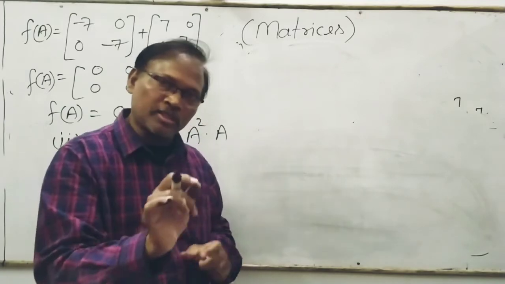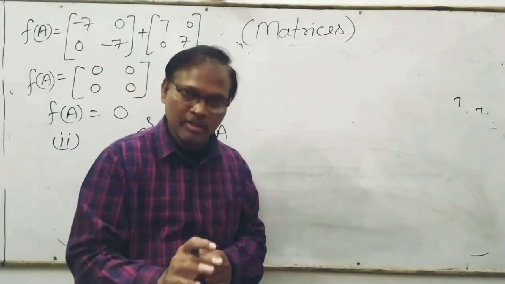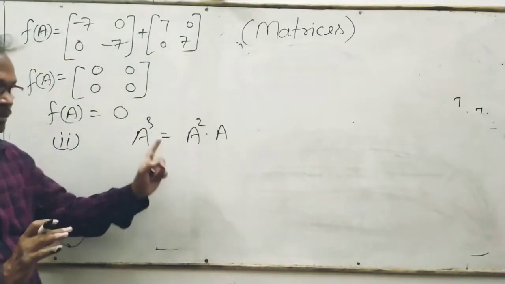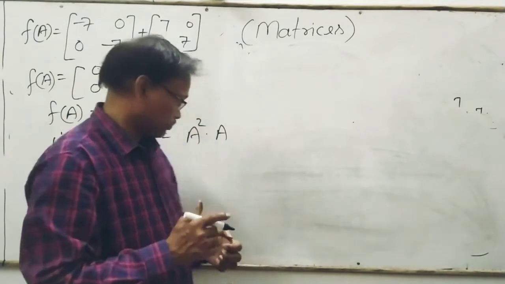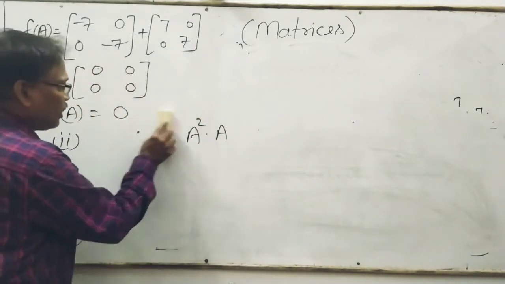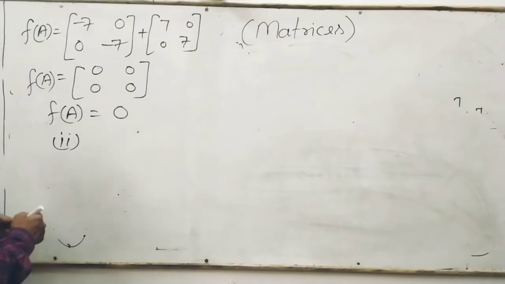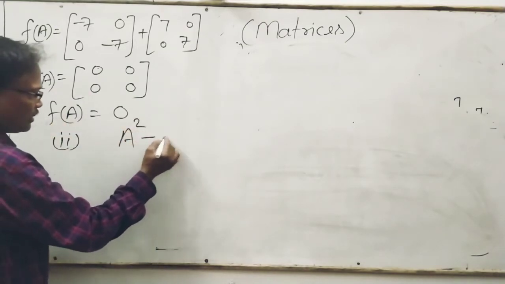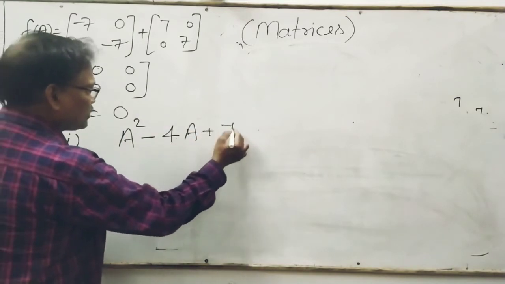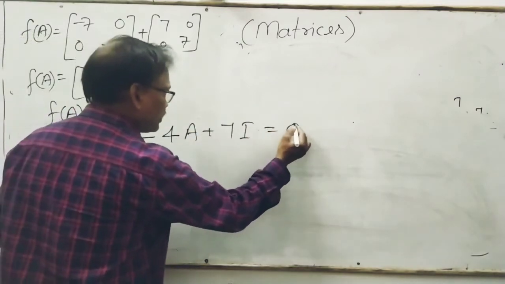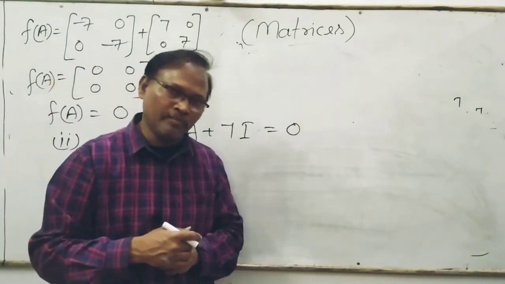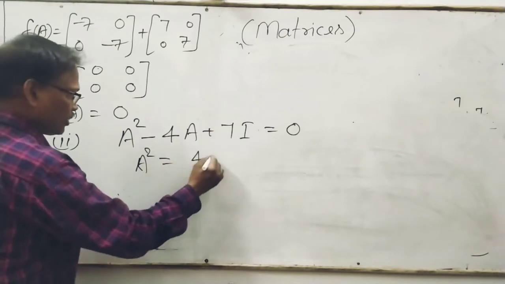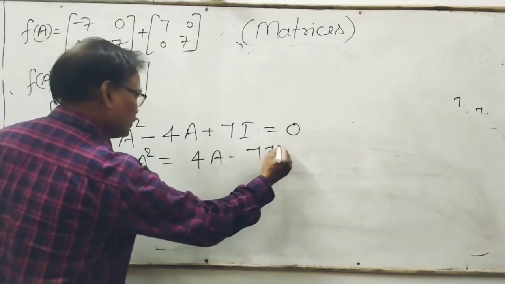You have to use the previous part of the question to show or to find the given part, whatever the asked part. So how will you do? How will you find the A cube? By using fA is equal to 0. So this is what we found, A square minus 4A plus 7I is equal to 0. It is shown already in the first part. Just you take A square is equal to 4A minus 7I. Okay.